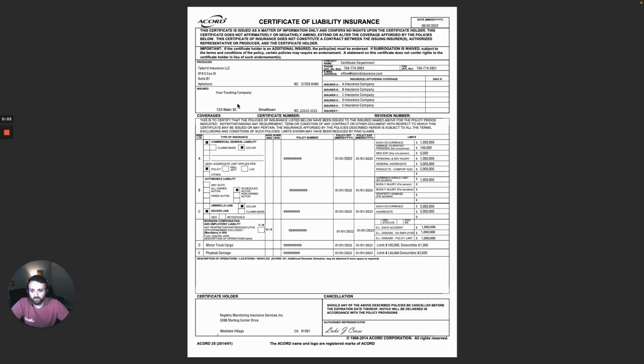Today I'm going to be making a video about certificates of insurance and going over all the different coverages because I've realized that a lot of people in the industry have no idea what they're actually covered for. So let's get started. Alright, so here's your standard certificate of insurance.